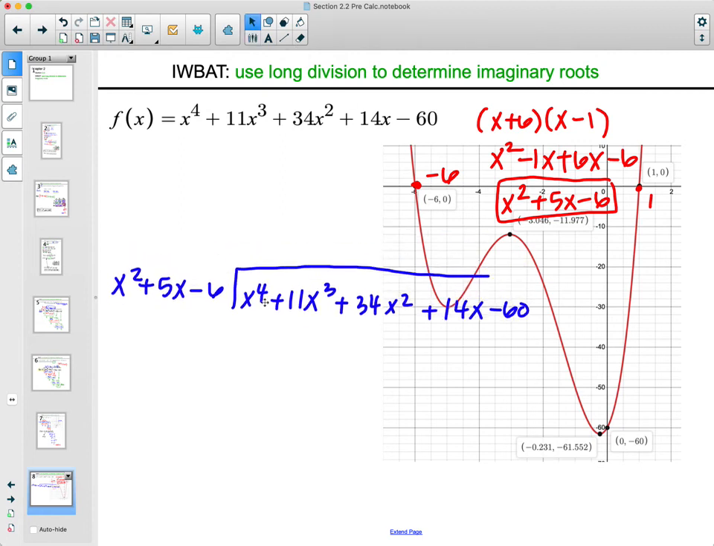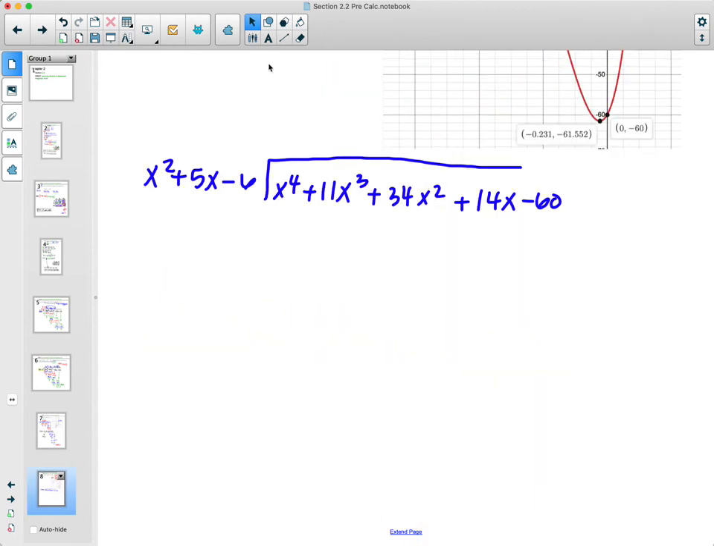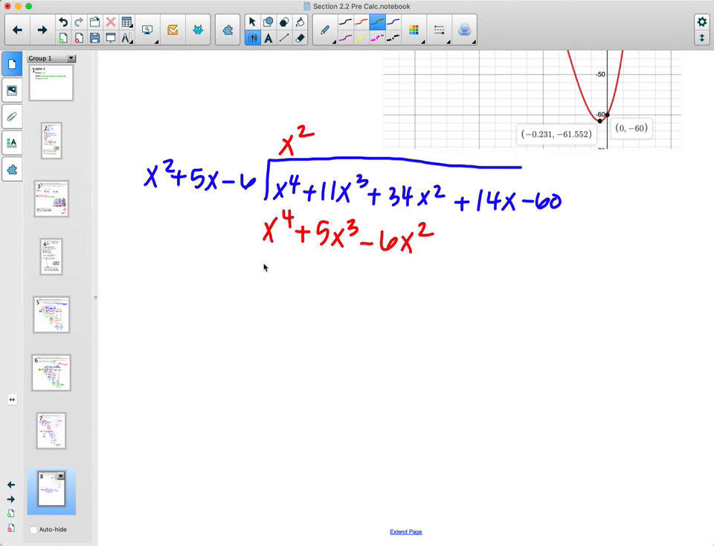Okay, and then I'm going to try and move this down. But then you only have to do long division once instead of having to do it multiple times for each factor. So what times x squared gives me x to the 4th? Well, that's x squared. So now I'm going to multiply this down to this whole polynomial. So x squared times x squared is x to the 4th. x squared times 5x is 5x cubed. x squared times negative 6 is negative 6x squared. Then you can subtract. So you will get 0.